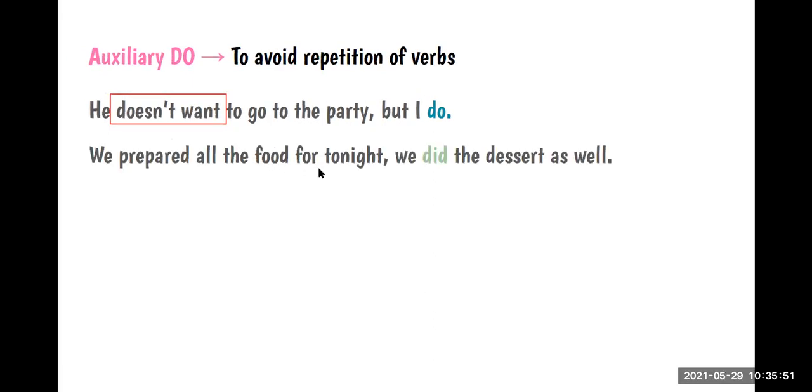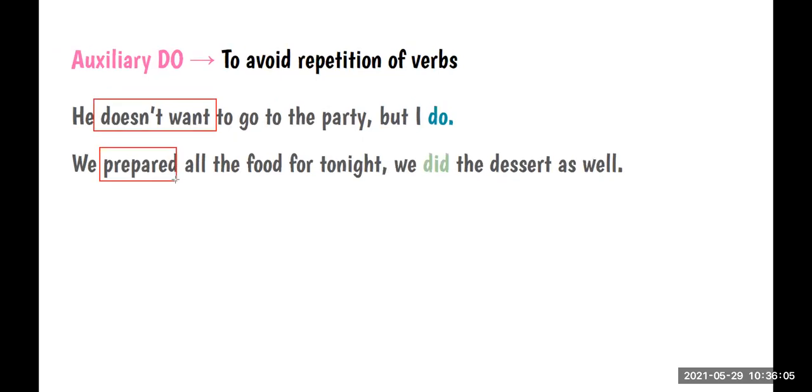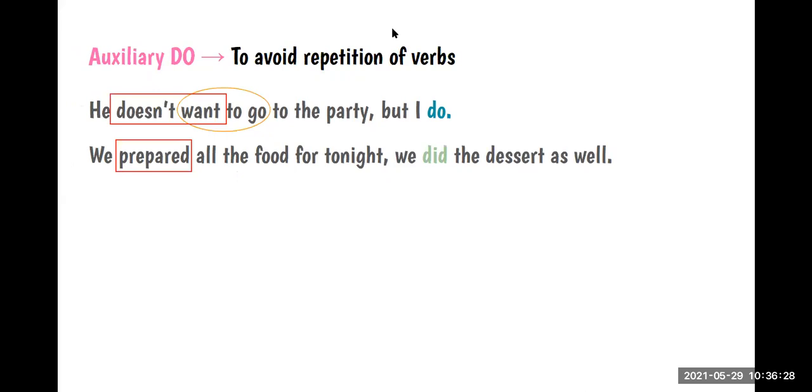Okay, so let's move to the next one. We prepared all the food for tonight. We did the desserts as well. So what are we avoiding to repeat here? Prepared. So we don't repeat, we prepared the desserts as well. We say we did the desserts as well. Okay? So to avoid repetition of verbs, we use the auxiliary verb here, do or did, according to the tense of the sentence. Okay? Let's go to the next example.